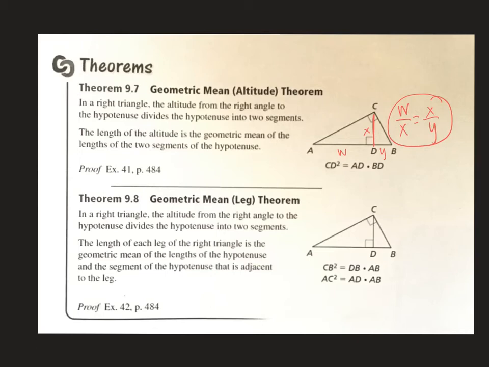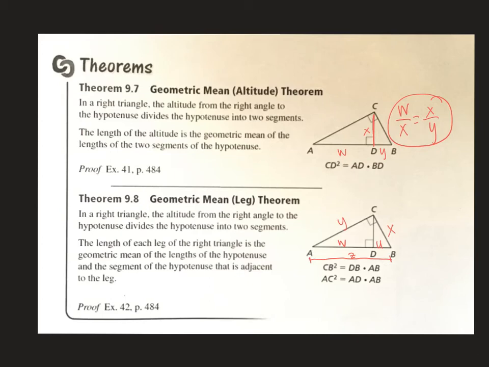When we look at Theorem 9.8, if we're finding a leg length, which would be like CB or AC, okay, I'm going to say that AD is W, we'll call DB U, and then we'll say that AB, that entire length, is Z. So when you're finding a leg, it looks much more jumbled because they have it written in two different theorems, two different equations. But it's the same thing. We just want to set up a proportion with corresponding parts.